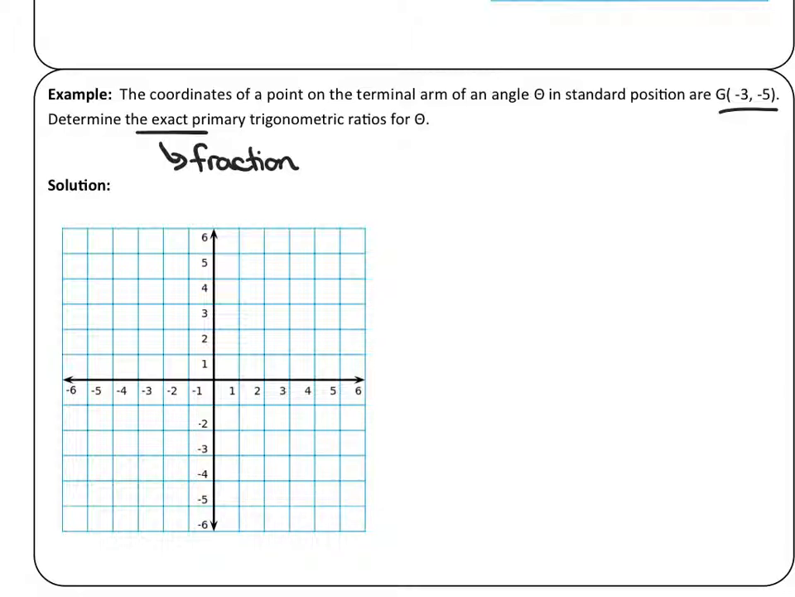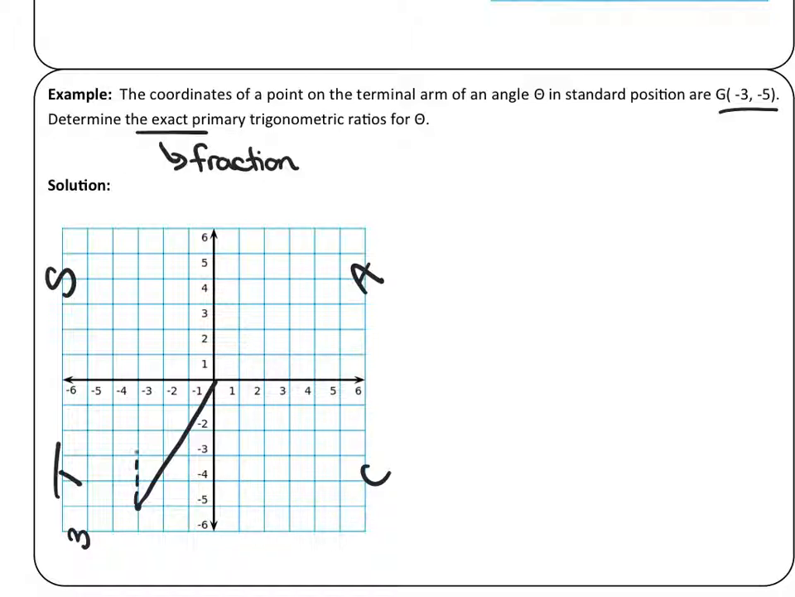So let's plot that point. -3, -5. That is here. I'm just going to draw it for the sake of showing you guys how it's going to work. Now, it is in quadrant 3. So right away, I think CAST rule. What is positive in quadrant 3? Tan is positive in quadrant 3. It's okay to kind of write the letters on so you remember them. So tan is positive, which means cos and sine are negative.